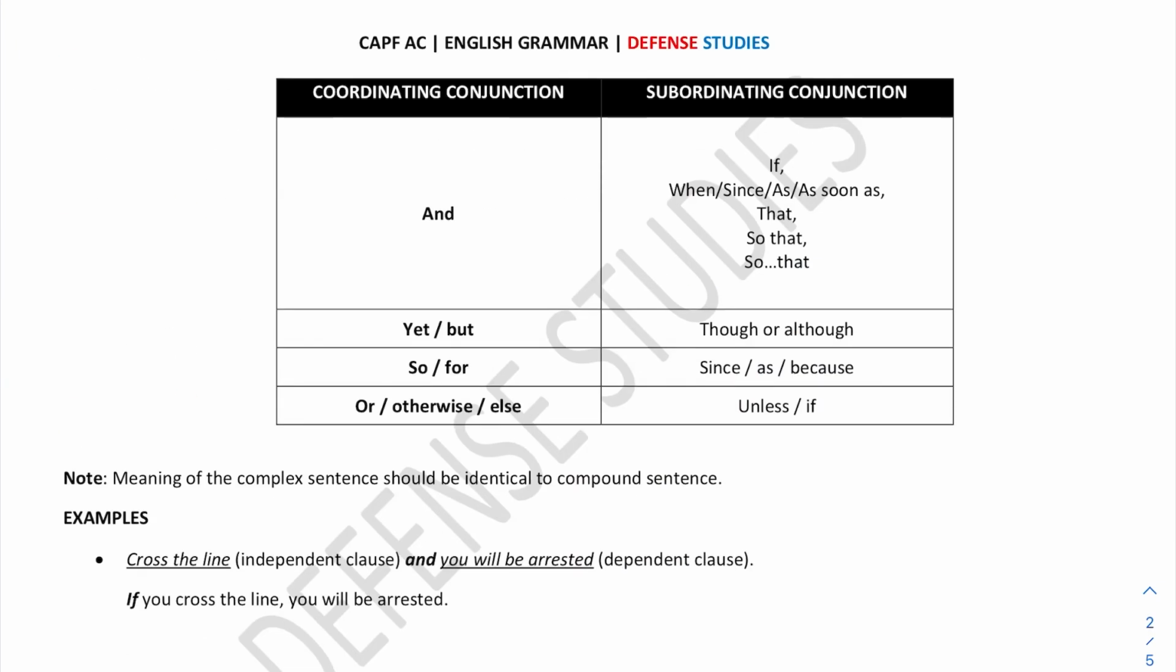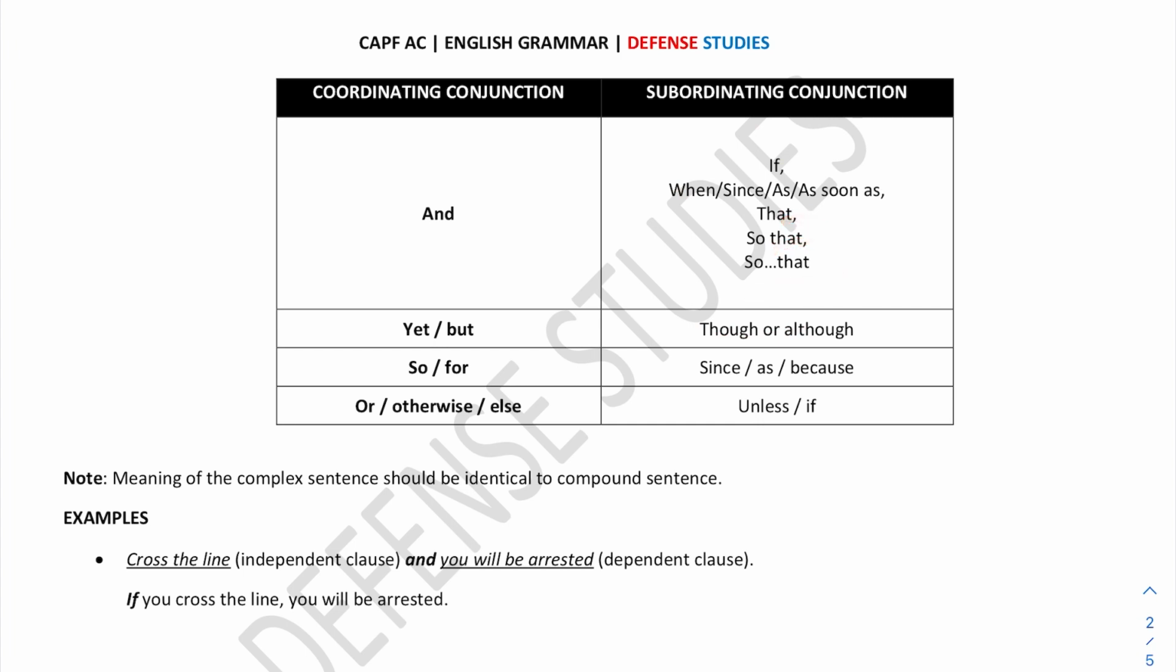Now moving to this, where would you find a coordinating conjunction? Mainly a coordinating conjunction would be found in a compound sentence, and a subordinating conjunction would be found where? In a complex sentence. So whenever you find and in a compound sentence, you need to convert it into these types of conjunctions only: if, when, since, as soon as, that, so that, right?